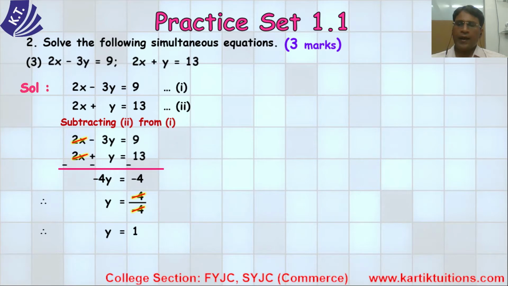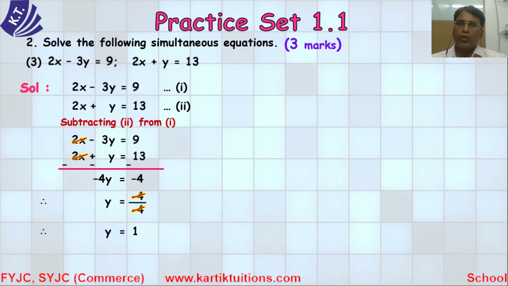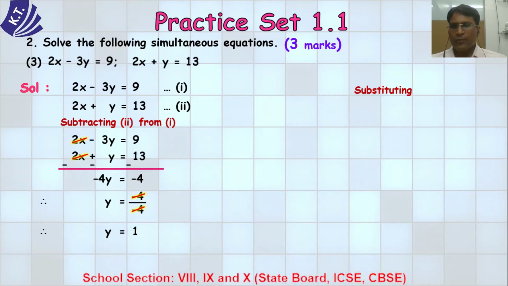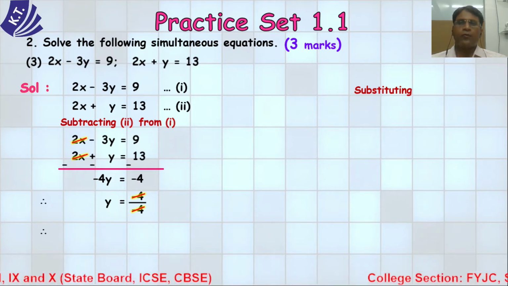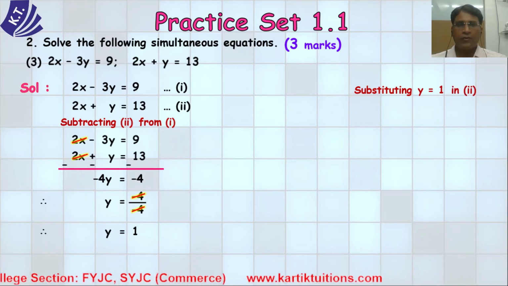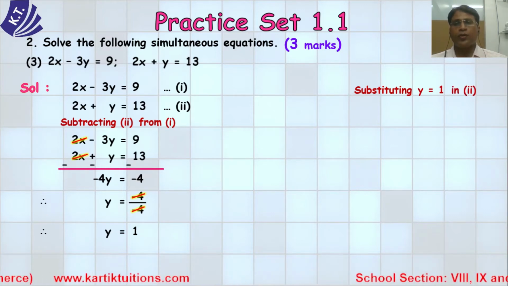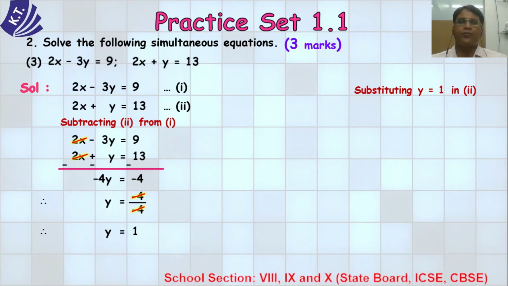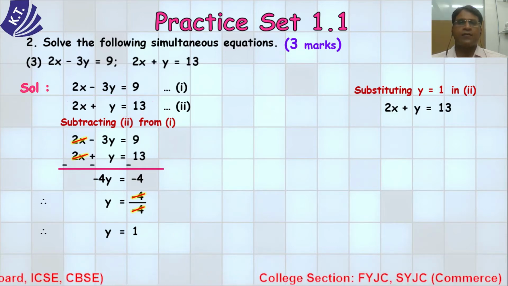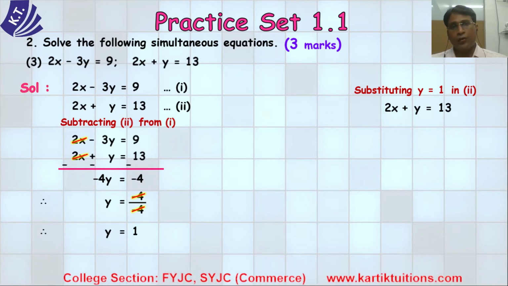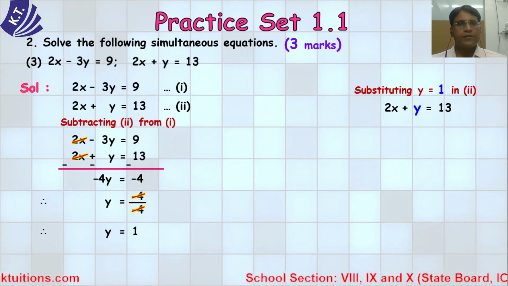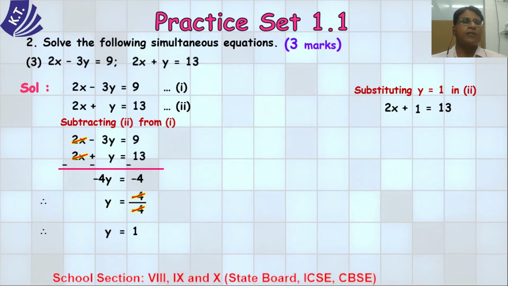Now once you get the value of one variable, you can substitute this value in any of the equation. For example, in this sum I am going to substitute y is equals to 1 in equation 2. Why I have taken equation 2? Because the coefficient of y is 1, so that will become easy for solving for us. So now the equation is 2x plus y is equals to 13, but my y value is 1. So instead of y, I can write 1. So it becomes 2x plus 1 is equals to 13.